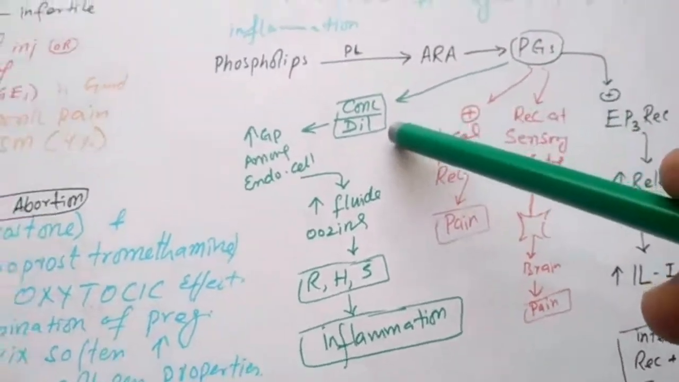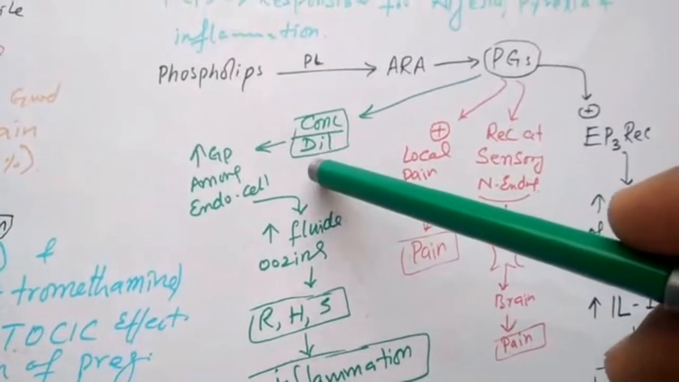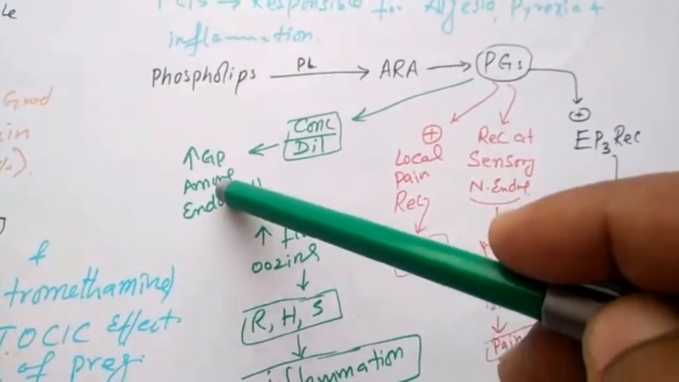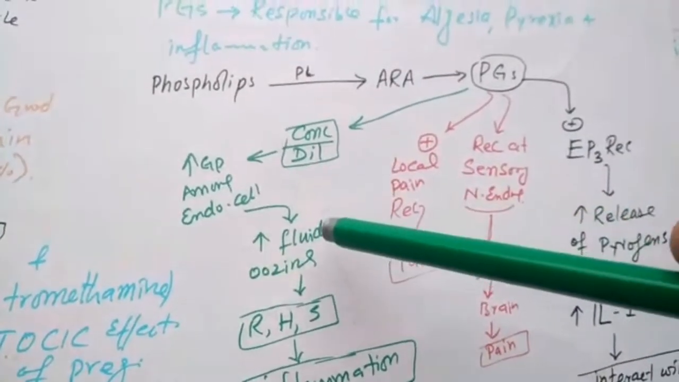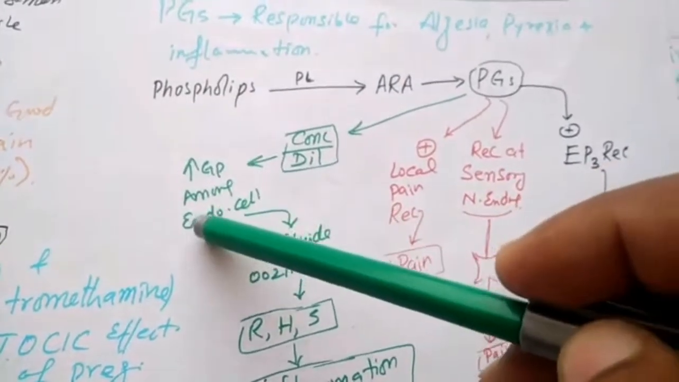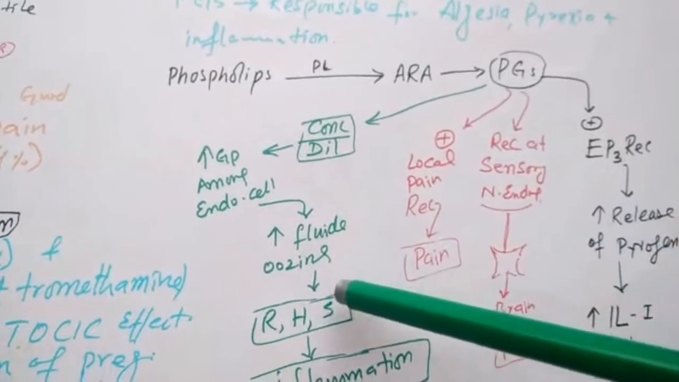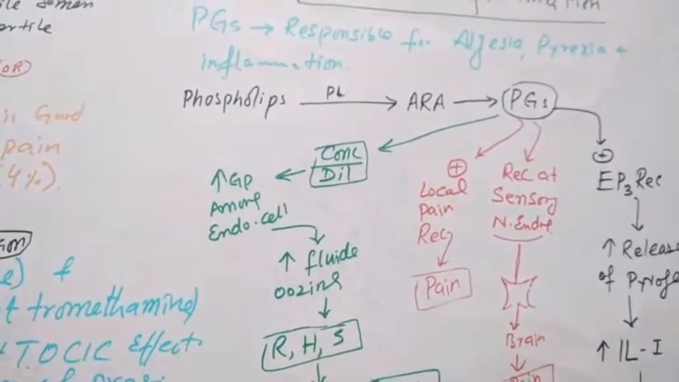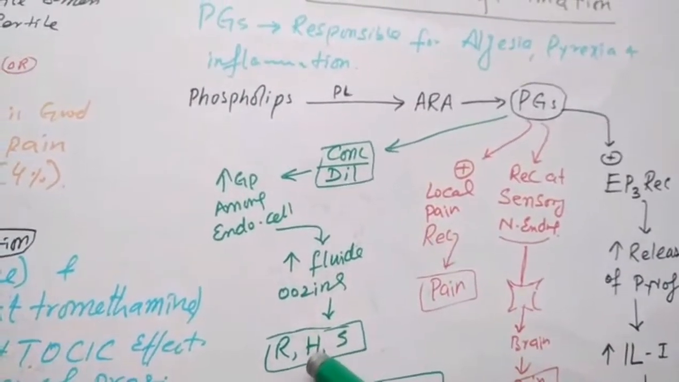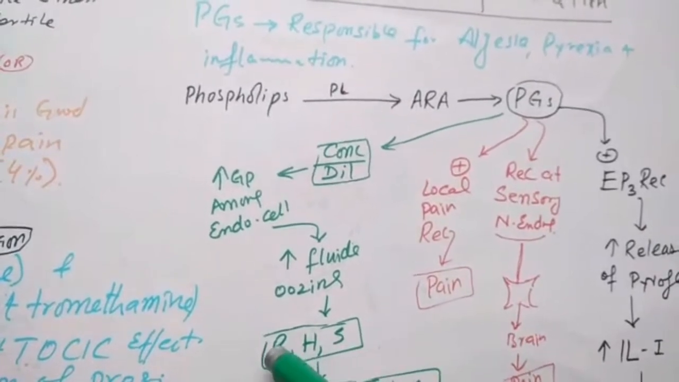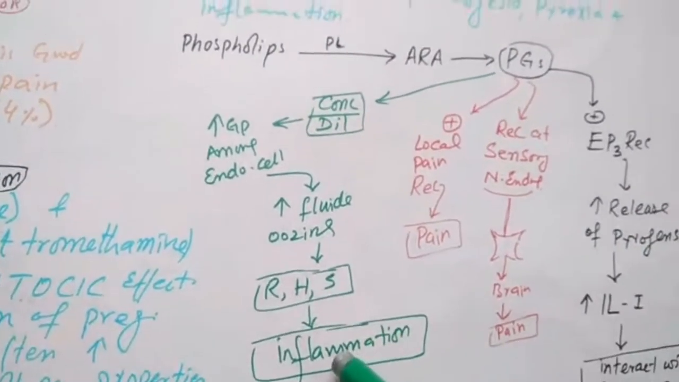This prostaglandin may cause contraction or dilation. It increases the gap among the endothelial cells, producing increased fluid oozing, and this creates redness, hotness, and swelling. This redness, hotness, and swelling is known as inflammation.